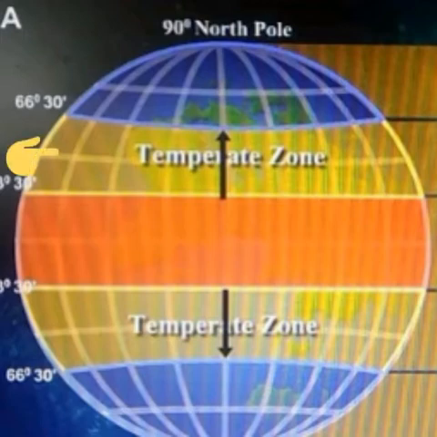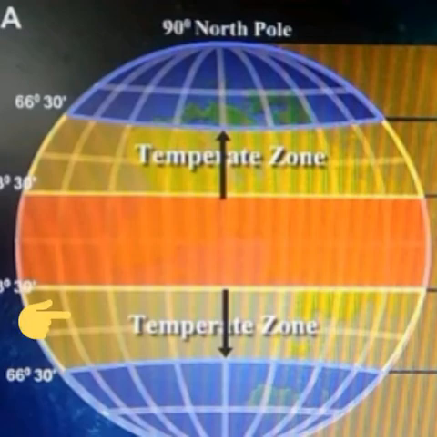Now children, if you go up from 23 degree 30 minutes north to 66 degree 30 minutes north, it is called the temperate zone. Can you see this in the diagram? Yes. Similarly, coming towards the south again, the same portion from 23 degree 30 minutes south to 66 degree 30 minutes south, it is called the temperate zone.